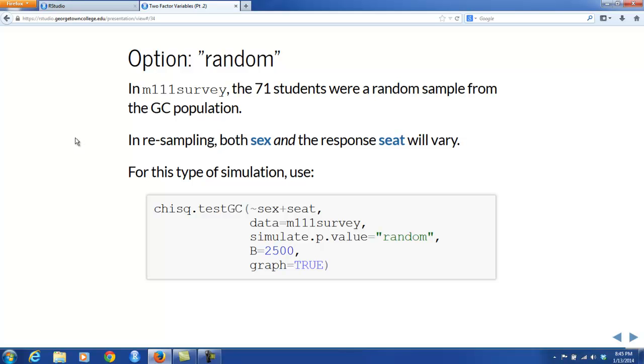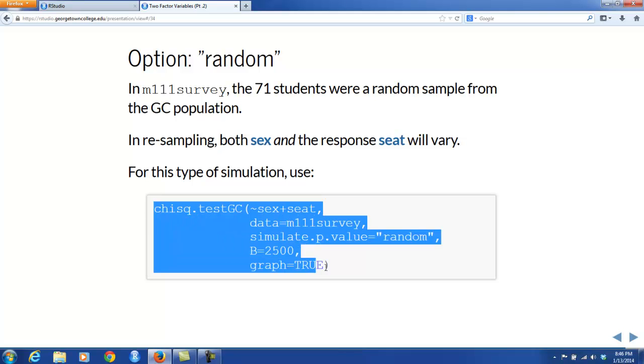So this is different from the ledge jump situation, where you go back in time to the only 21 incidents you have available and just watch how they play out by chance. Here, you go back to the population and grab another sample. The sex counts can vary. The sex counts will be random. So for this type of simulation, you should set simulate.p-value to random. Again, choose a large number of resamples, and if you like, you can look at a graph. And of course, the formula data input stays the same all the time because your research question is still about the relationship between two factor variables.